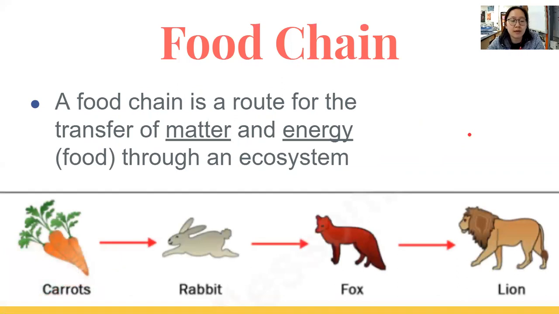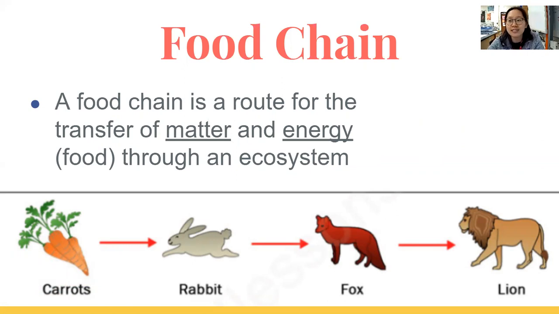So here we have an example of carrots getting eaten by rabbits, which get eaten by foxes, which potentially get killed and eaten by lions. So the thing is that the arrow is pointing from the carrots to the rabbit. It doesn't mean that the carrot is the top predator here and it's going to go after the rabbit and chase after and eat it, right?